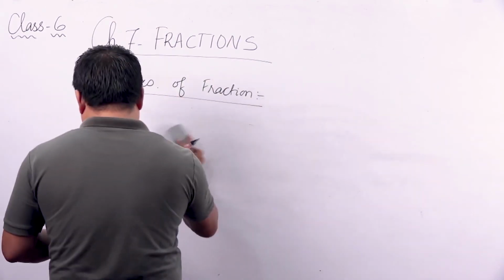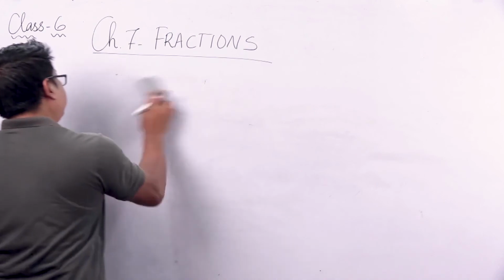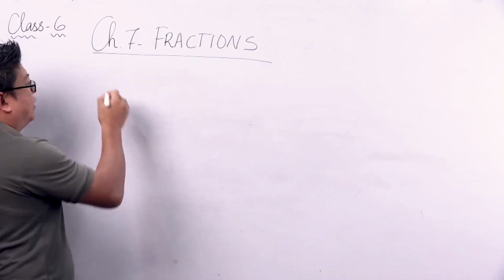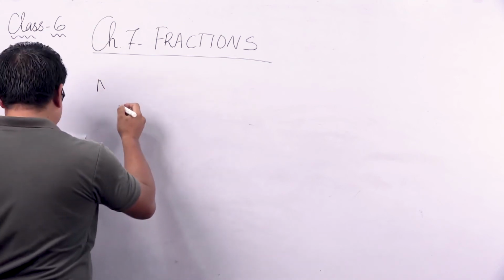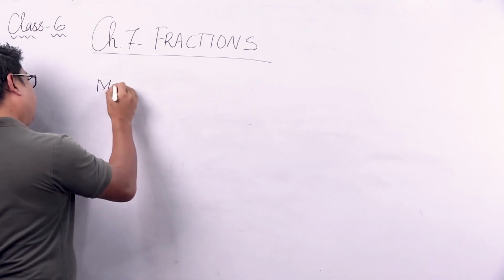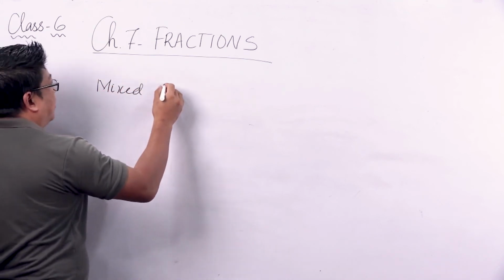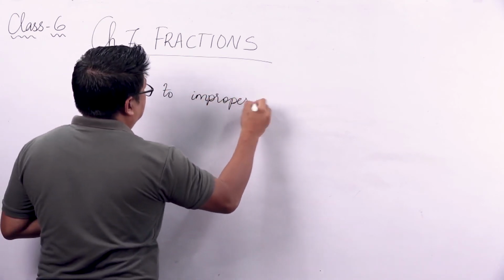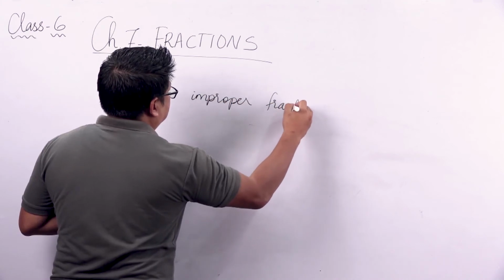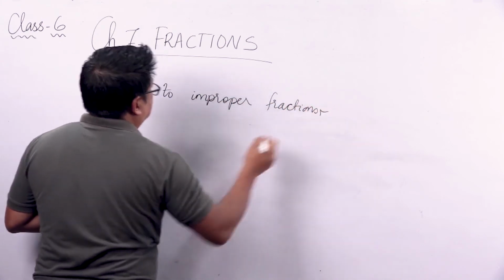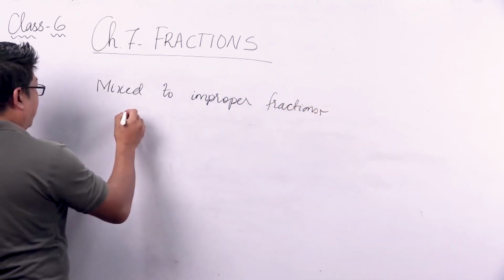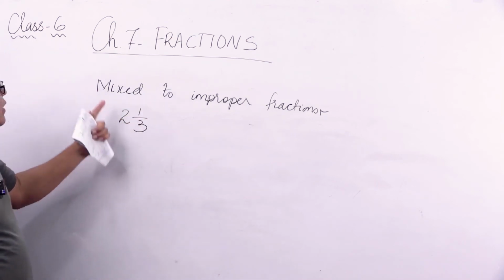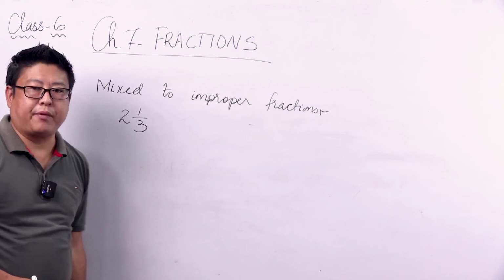Let's look at the next topic. In mixed fractions, we will learn how to convert mixed to improper fractions. So we will learn how to do this. For example, I have 2, 1 by 3. I have to convert this mixed fraction to improper fraction.